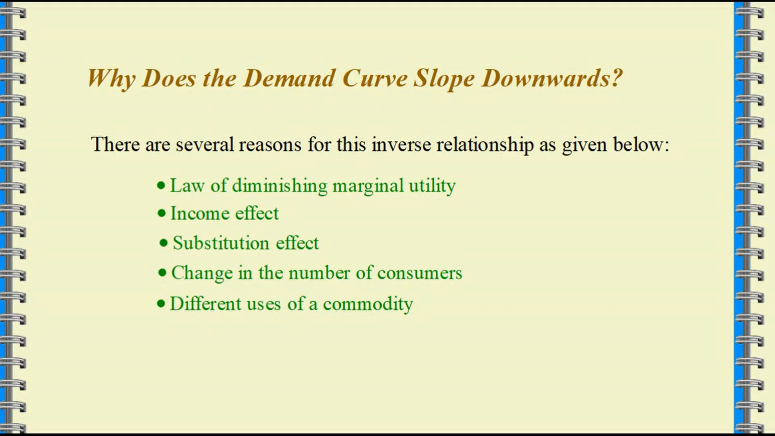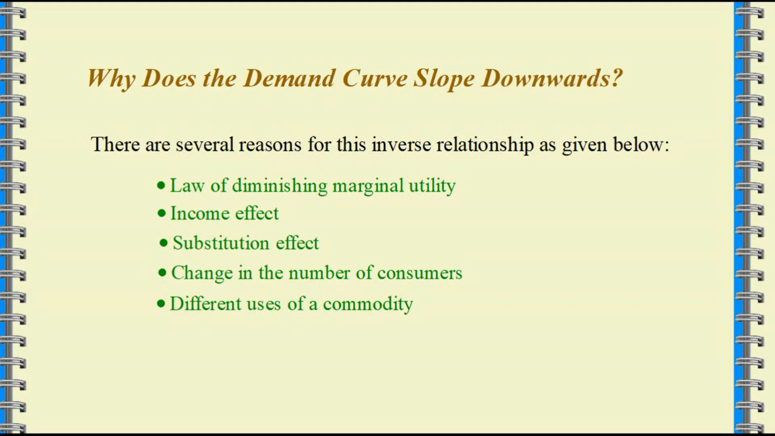In the case of the substitution effect, when the price of a commodity falls, it becomes relatively cheaper than its substitute products. So people who are consuming the other goods would now start to consume the commodity whose price has fallen. As a result, demand increases. It creates an inverse relationship between the product and its price. This increase in demand is called the substitution effect of a price change.